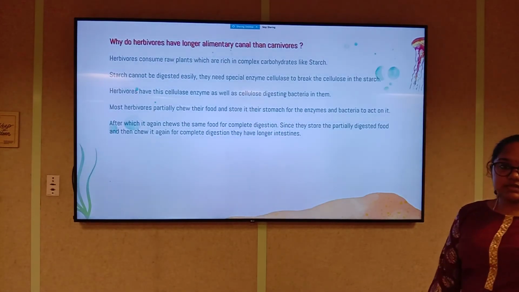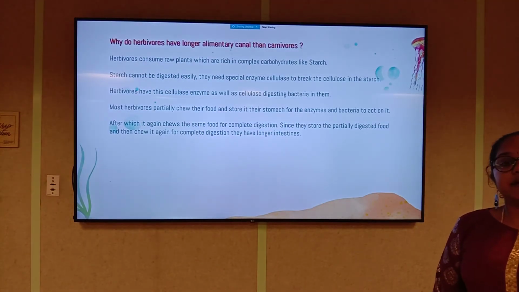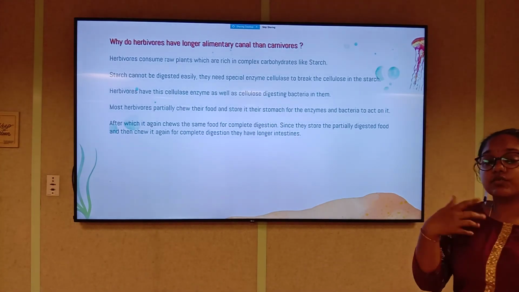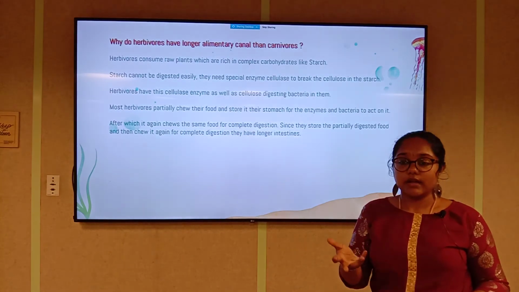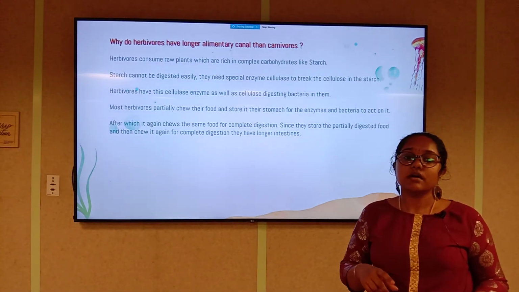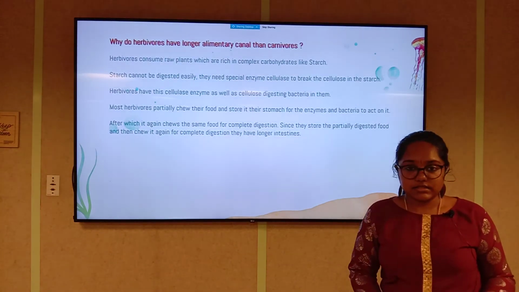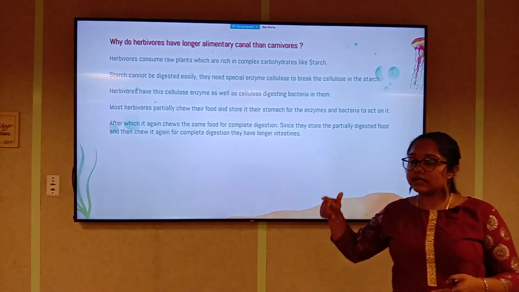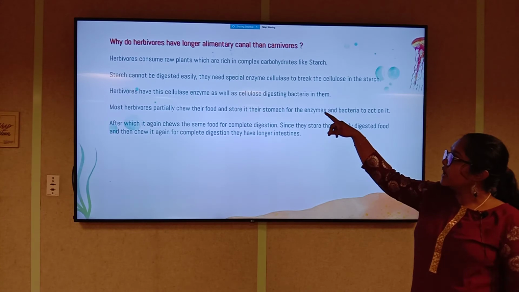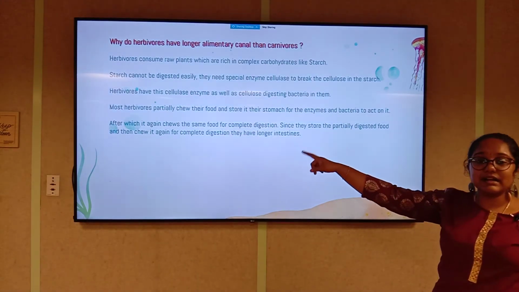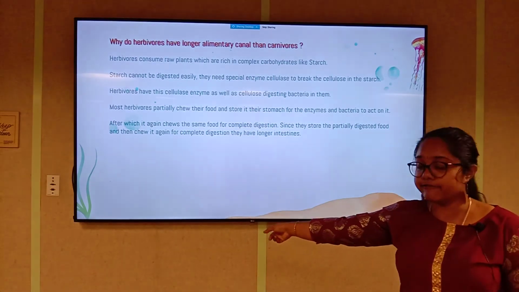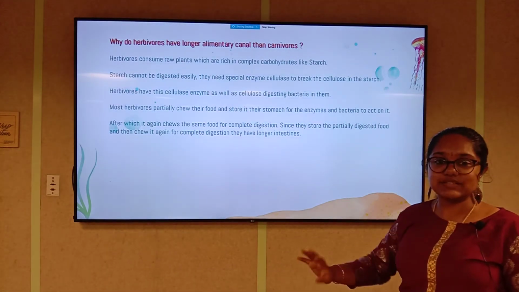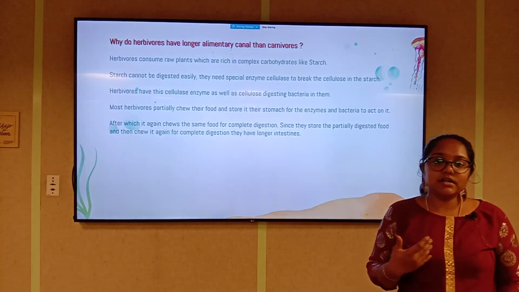Okay, this is a very common question which you have been getting in your lower classes. But here, see, in your lower classes, you would have a question like, why are herbivores able to digest cellulose and not human beings? But in your 10th standard, the question will be like this: why do herbivores, that is plant-eating animals, have a longer alimentary canal than the carnivores, that is flesh-eating animals? Now we come under omnivores.